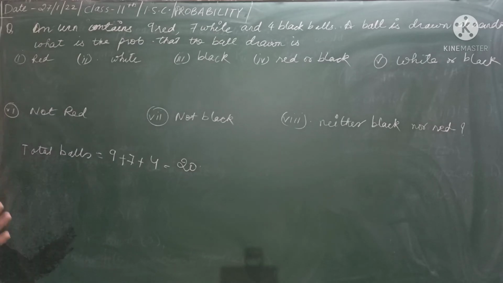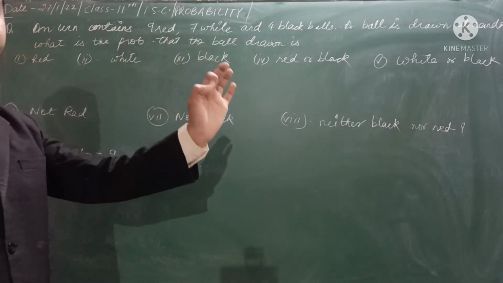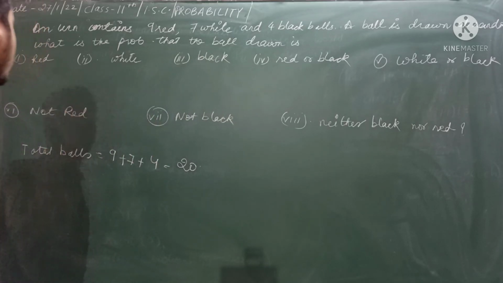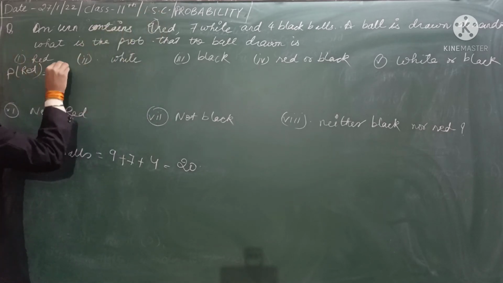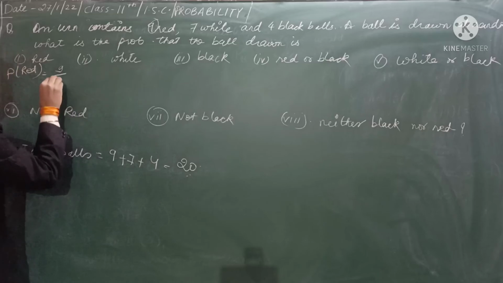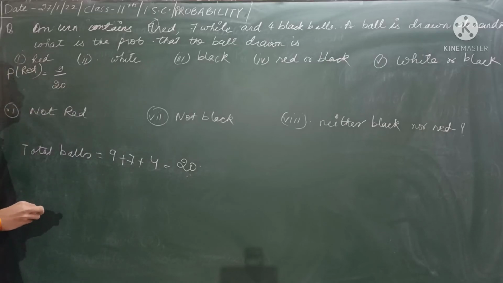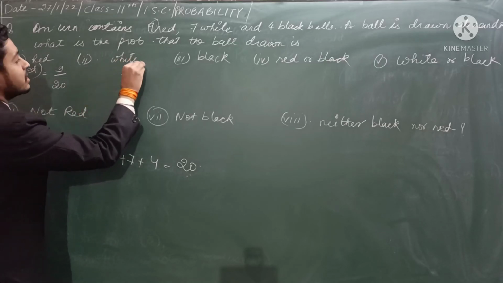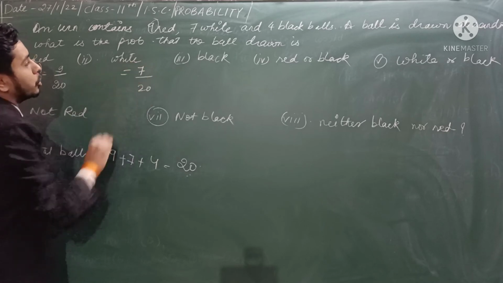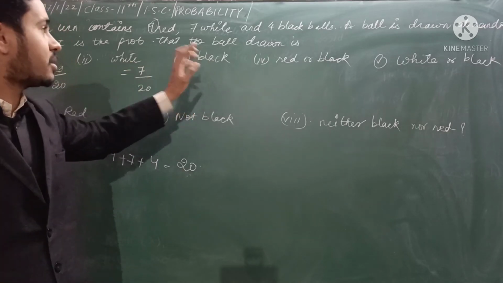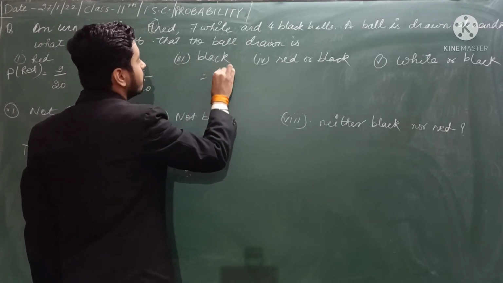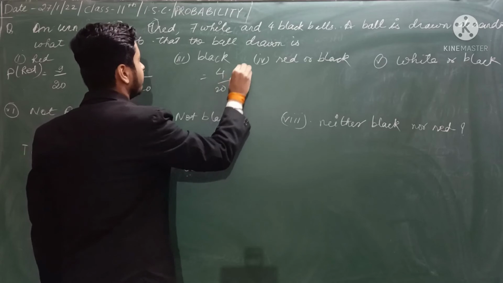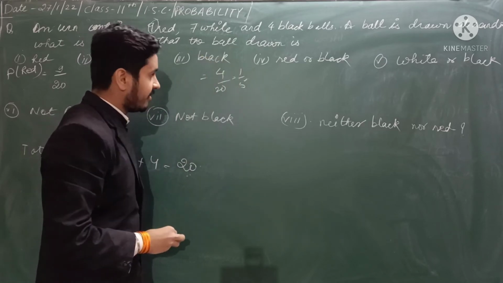With the easy formula of probability, that is the number of favorable outcomes upon the total number of outcomes, what will be the probability of a red ball? How many red balls are there? 9. And the total is 20. So its answer will be 9 by 20. For white, it is 7 upon 20. For black, you just think. The answer will be 4 by 20, which is 1 by 5 on simplifying.